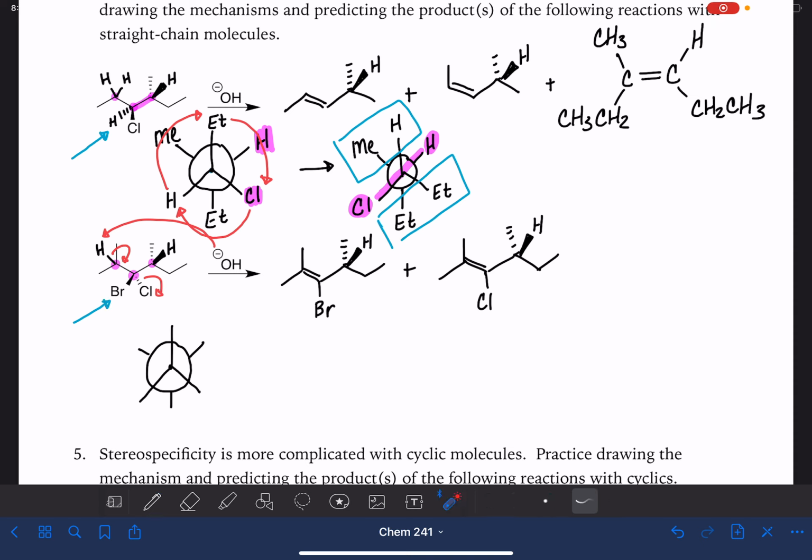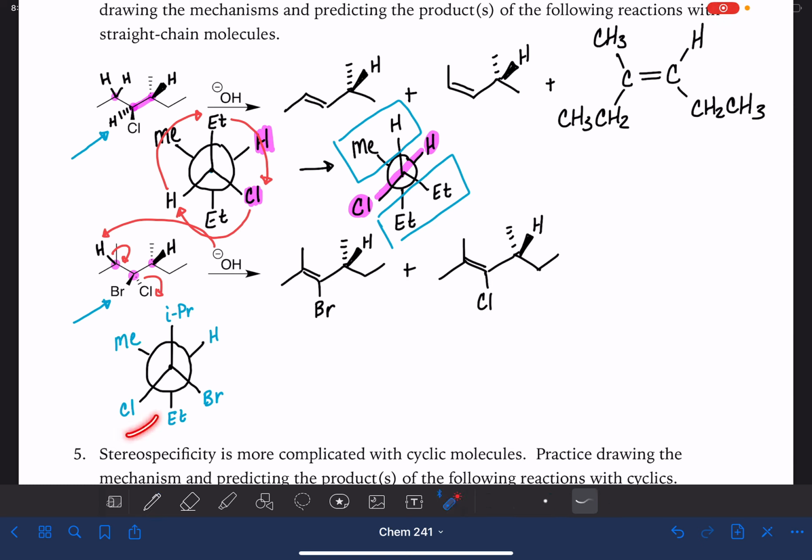And when I'm looking in this direction, I have this isopropyl group sticking up. I'm just going to call that IPR for isopropyl. My bromine is down to the left. My chlorine is down to the right. On my back carbon, I have an ethyl group sticking down. I have a hydrogen up to the left. And I have a methyl group up to the right.